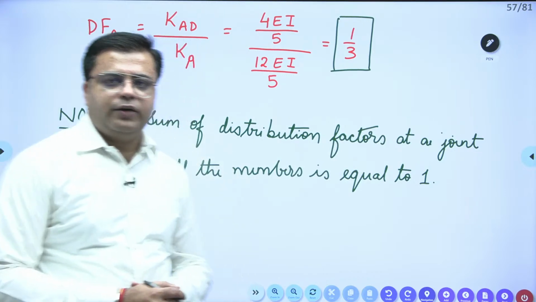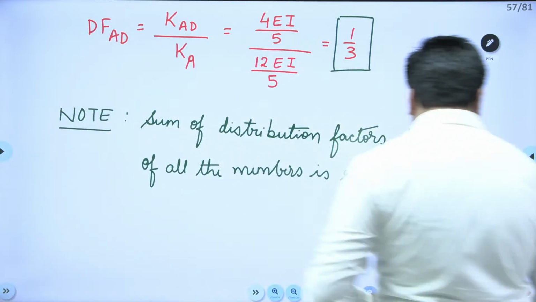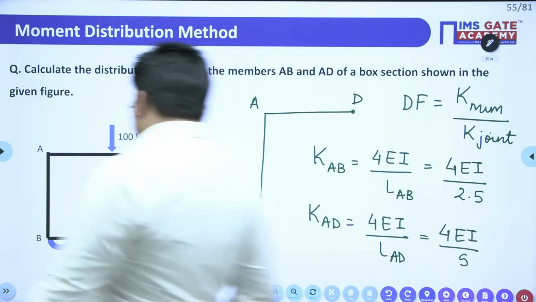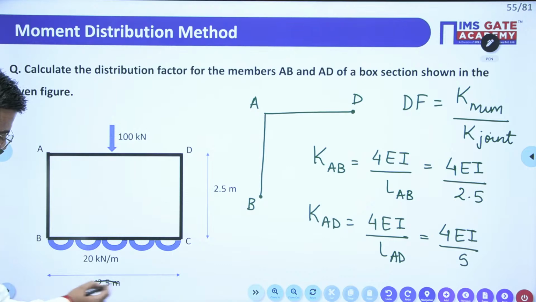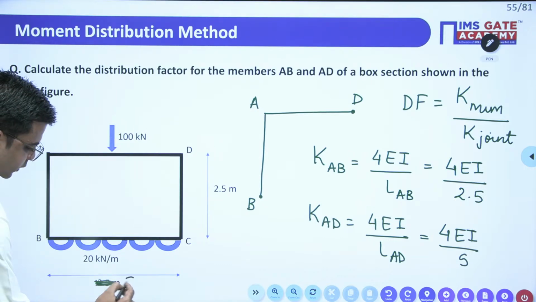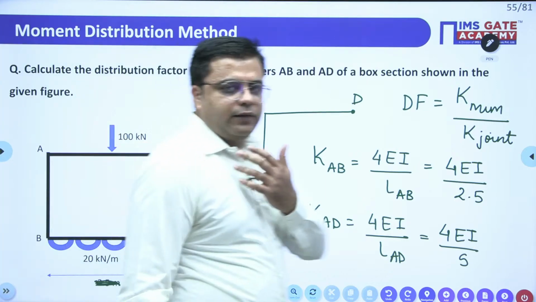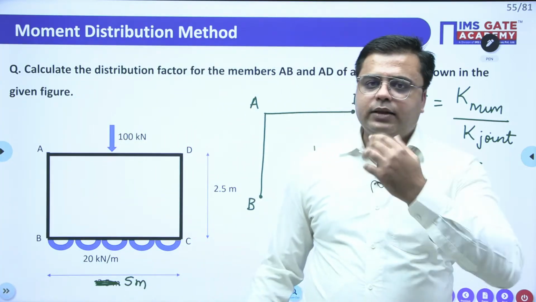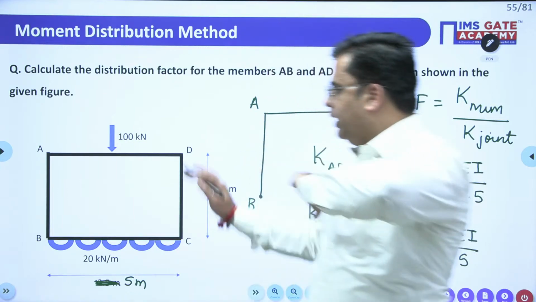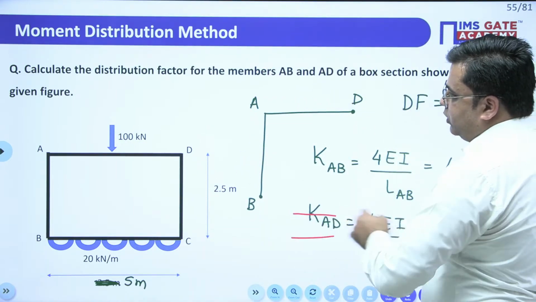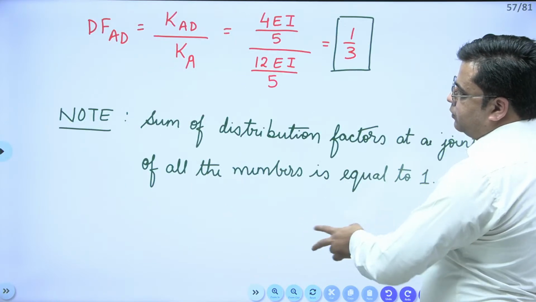LAD is 2.5. No, it is 5. This is not 2.5, this is 5 meters. If it had been 2.5, then the distribution factor should be equal for both the members, right? So, this is how you deal with the question of distribution factors.